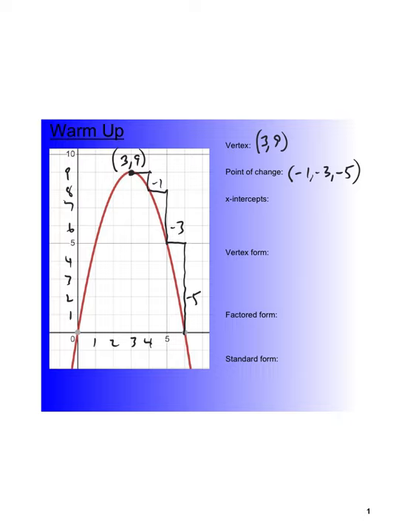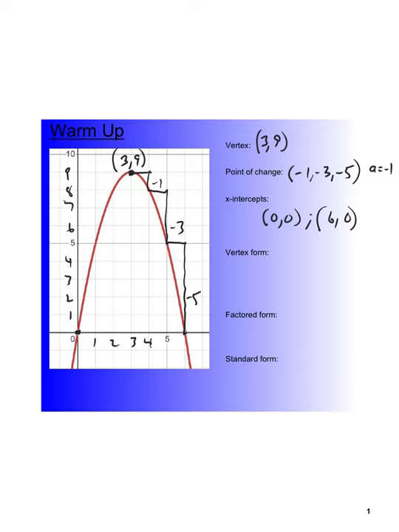Typically, our pattern of change is 1, 3, 5. So what A would make it -1, -3, -5? Well, that would be an A of -1. Just a heads up on that. Our X-intercepts occur both at the origin and then over here at 6, 0. So those would be our X-intercepts.